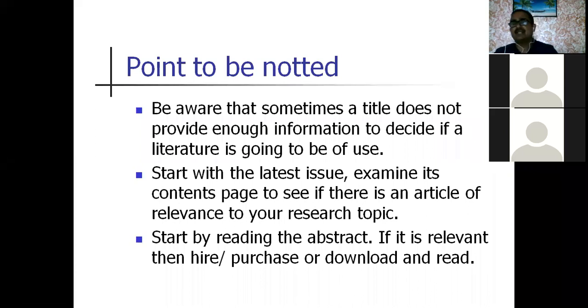So in such cases, we will have to try to find out the first edition only. But for research work, we always prefer the recent issues. Start with the latest issue, examine its content page to see if there is an article of relevance to your research topic. Start by reading the abstract. If it is relevant, then hire, purchase, download, or read. So these are the very simple steps to be adopted.